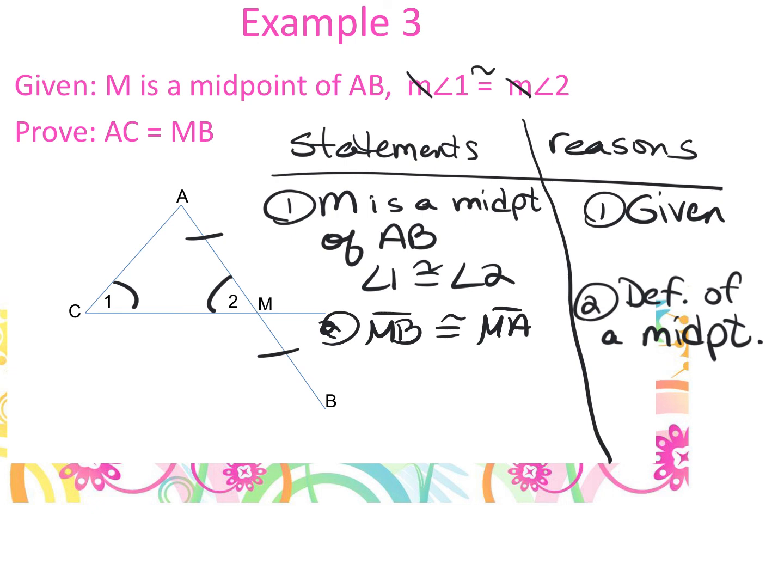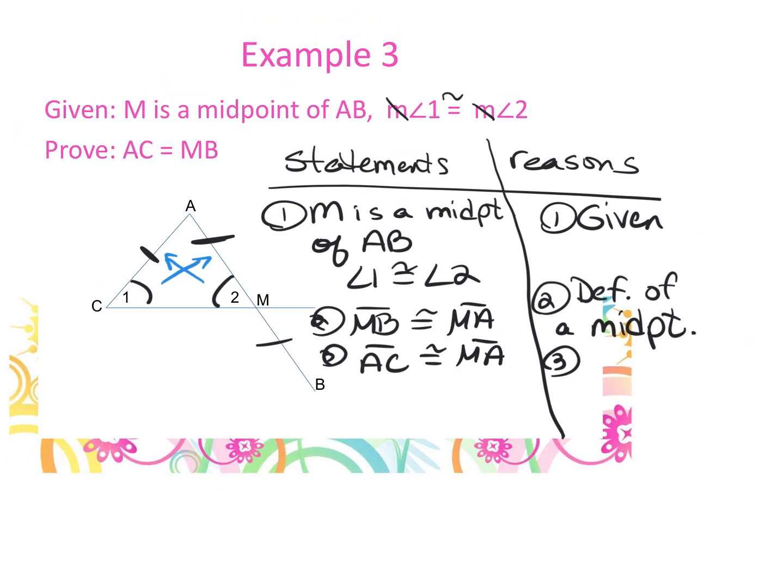Now that I have 2 congruent angles, angles 1 and 2, I can now state that those 2 sides that are opposite to my base angles are also congruent. So now I could state that AC here is going to be congruent to MA. So that'll be my next statement: AC congruent to MA. And this is my base angles converse again. Since I have congruent base angles, I can show that the sides are congruent. So base angles converse.